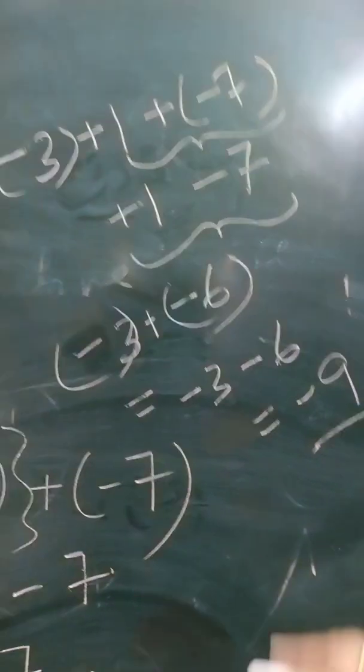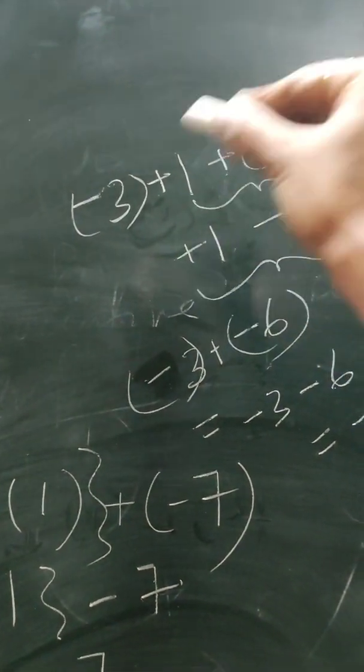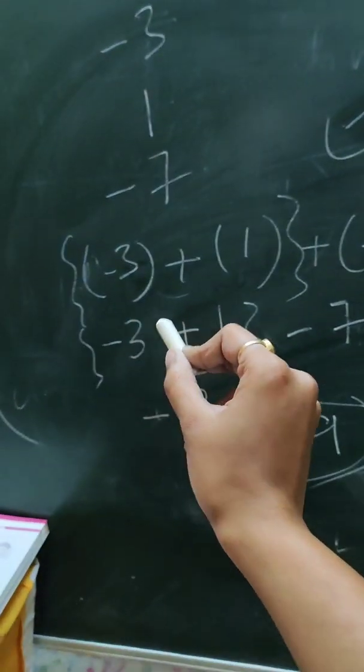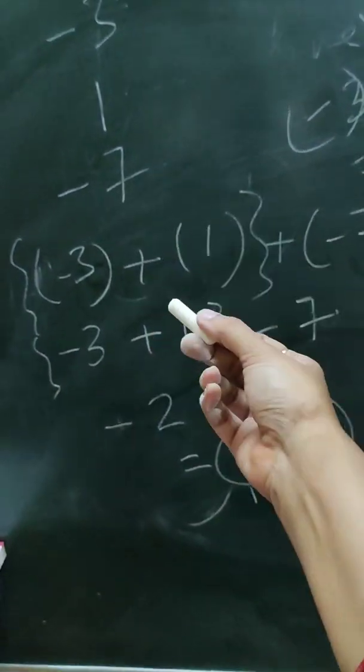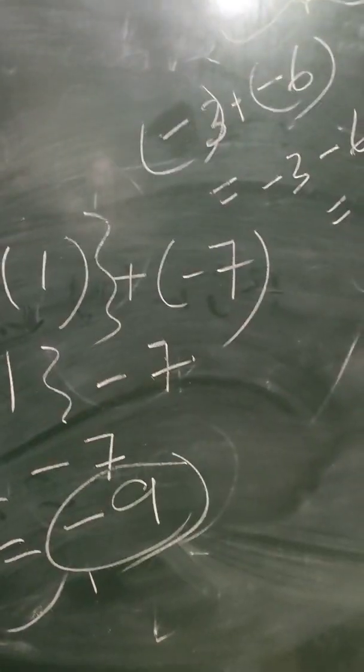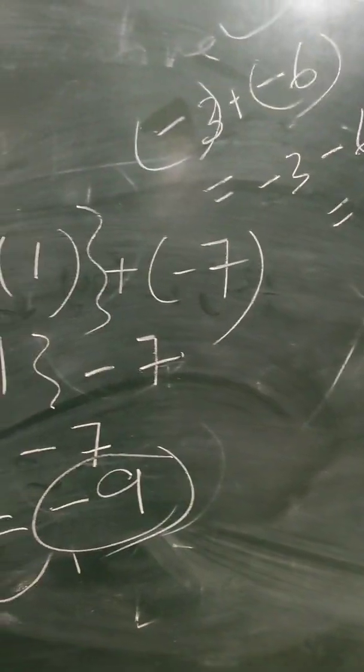Now over here you can see, in this case I have added these two first and then I have added the sum to minus 3. Over here what I did, I added the first 2 integers and then to the sum I added the last integer. Ultimately I got minus 9 over here also, minus 9 over here also. So this proves the associative property of integers.